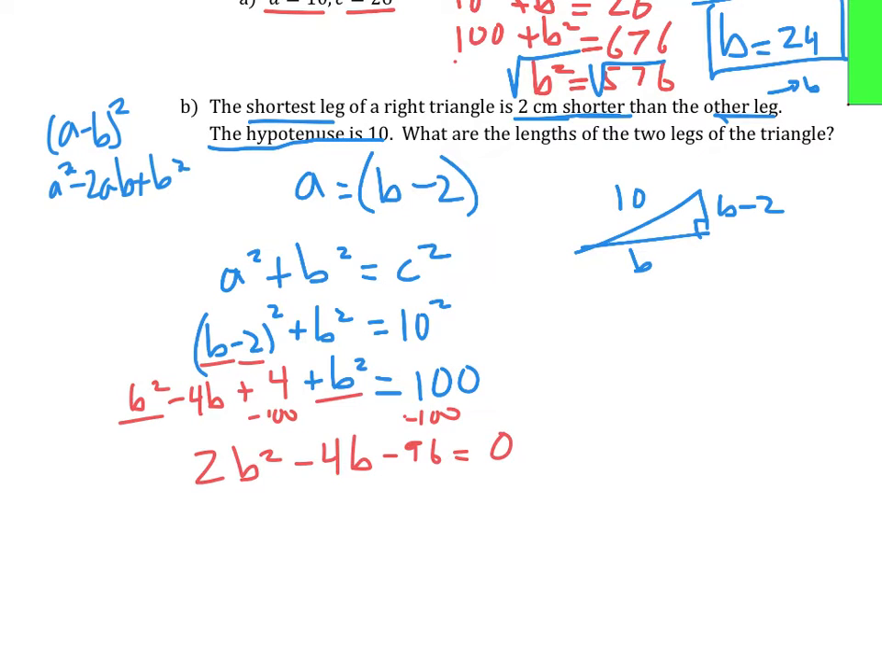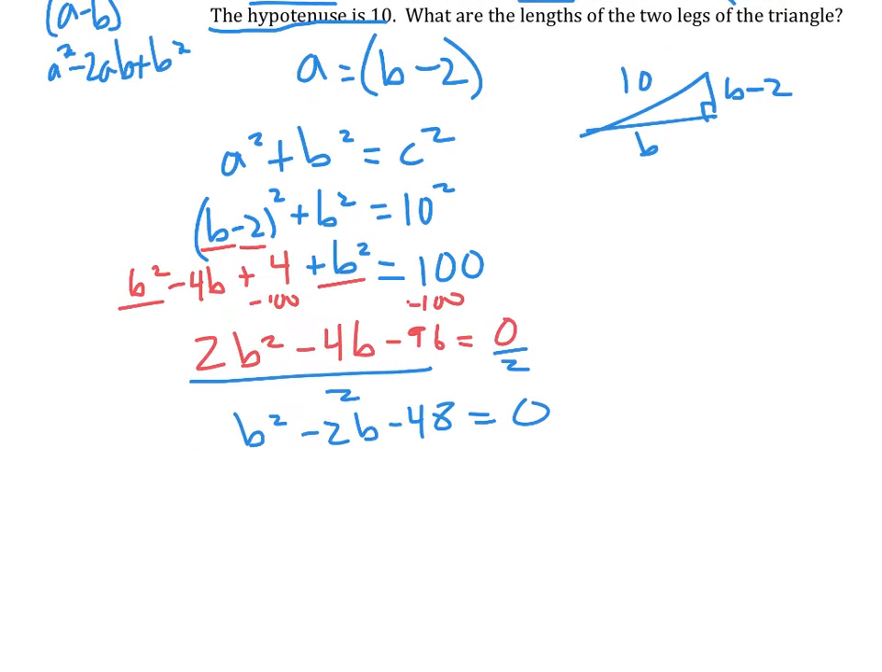Now if we divide everything by 2, because we notice everything's divisible by 2, then we end up with B squared minus 2B minus 48 equals 0. And we need two numbers that multiply to 48 and add to negative 2. I think we're talking 6 and 8. They subtract to make 2, so we want them to add to negative 2, so there's negative 8 plus 6.